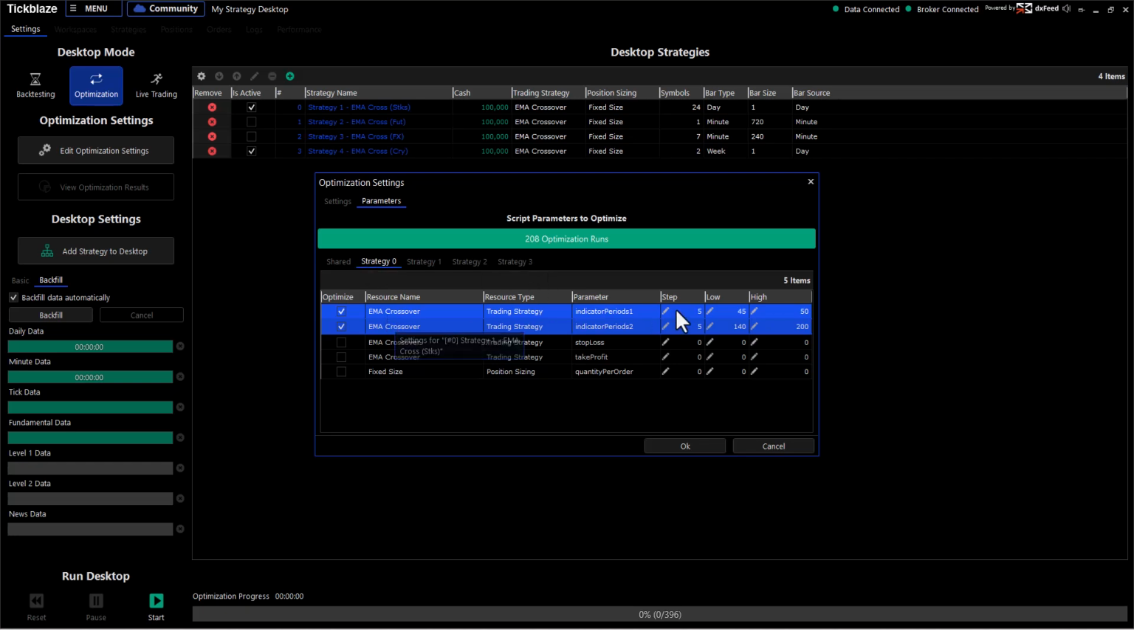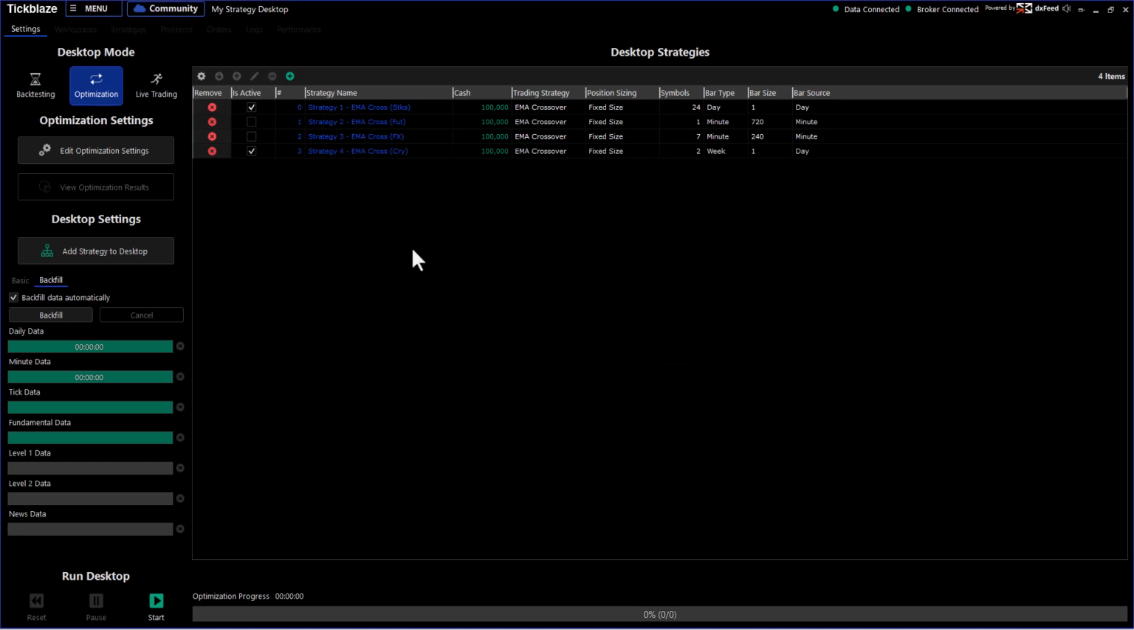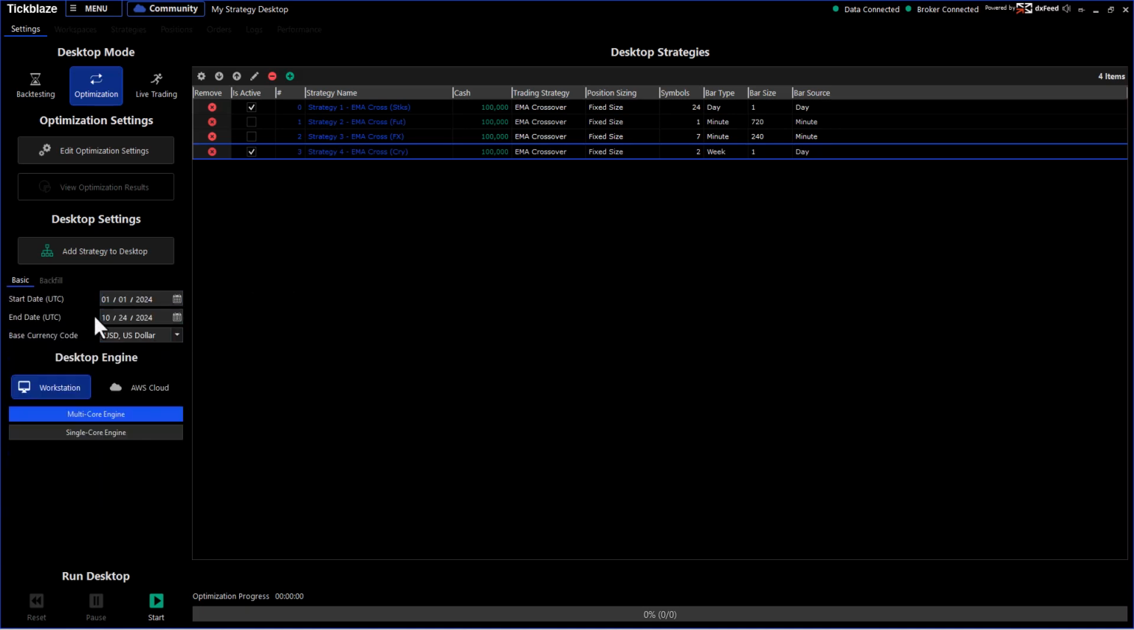Now I've got two strategies, right? I've got the EMAs here configured for strategy 0, which is for stocks. I've got the next one here configured for crypto. We're now going to run these in parallel to see how well they compare to each other and to find the best variables for stocks and crypto, considering we're looking at different time frames, different asset classes, different variables. What I'll do is I'll make sure I'm optimizing for the right time period, which I am for this year, and let's hit the start button.